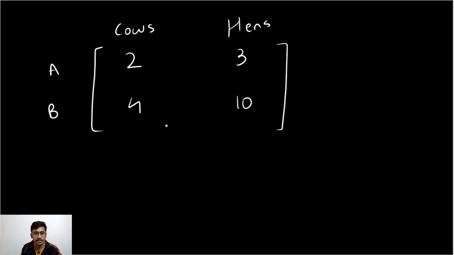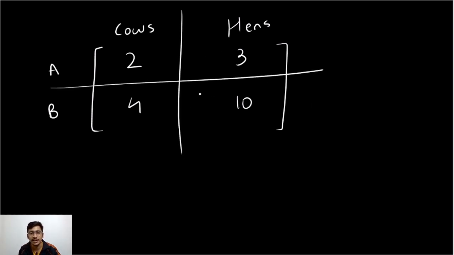So this is how matrices help store data in an ordered manner. We have clearly understood how many, like it's quite detailed, right? We can understand that this 2 is the number of cows in A. This 10 is the number of hens in B. So it's in an ordered form.